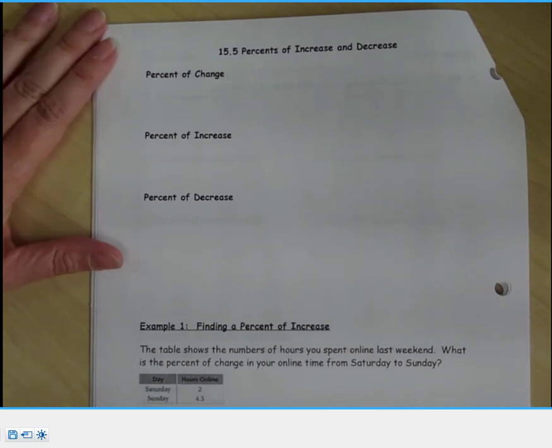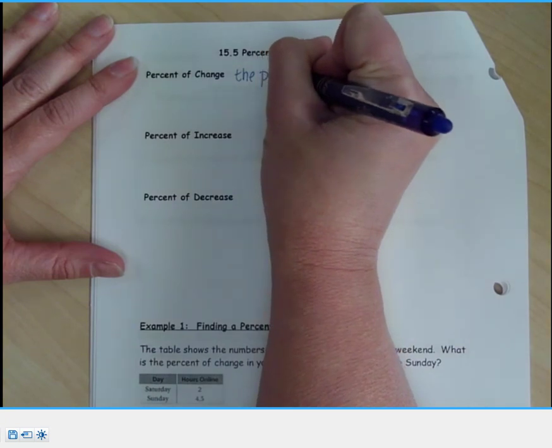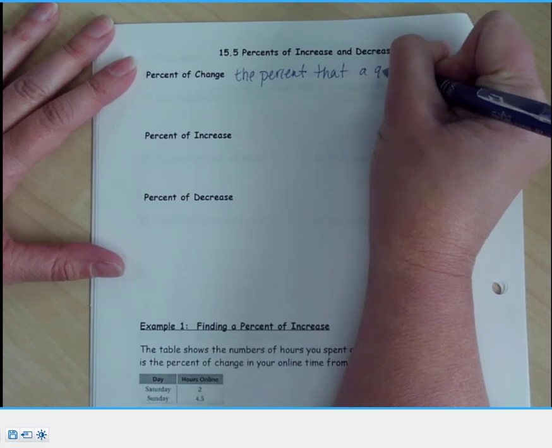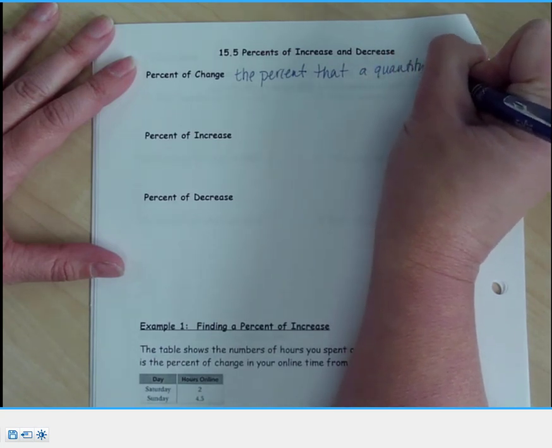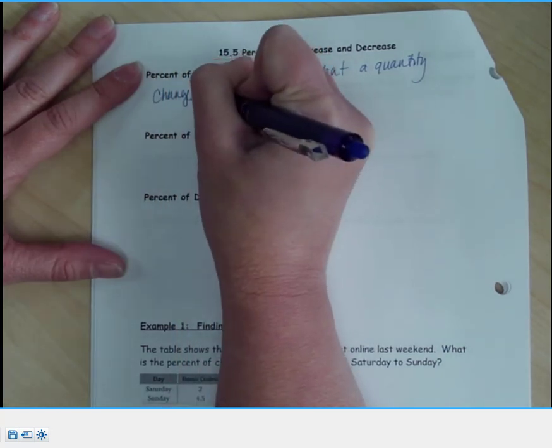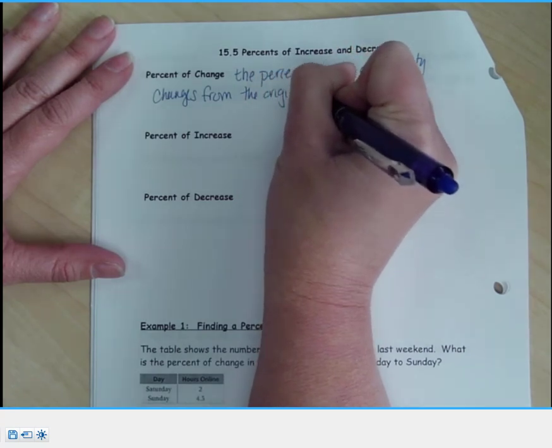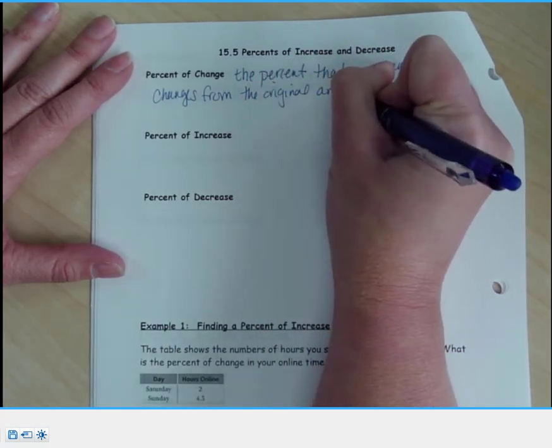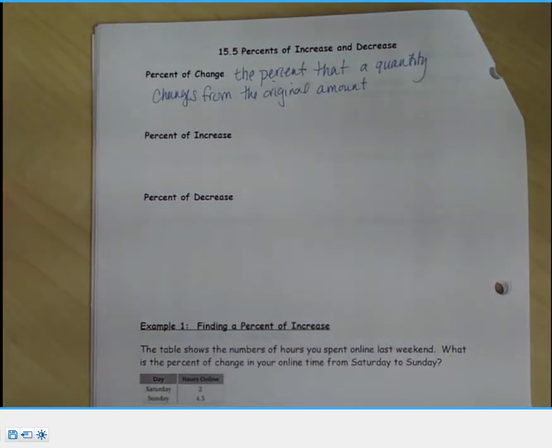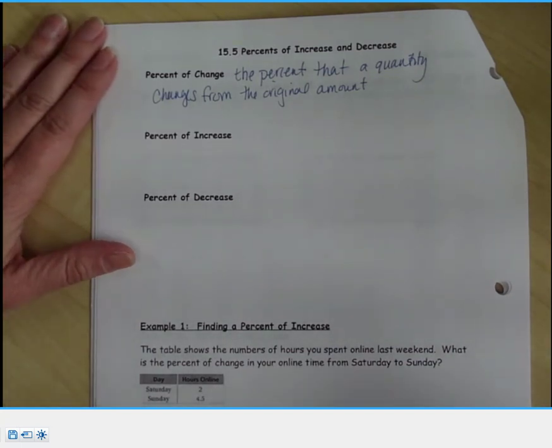What is percent of change? Percent of change is the percent that a quantity changes from the original amount. So an item might be on sale, so you're going to save money, or there might be an increase and you might have to pay more money. So how are we going to figure that out?